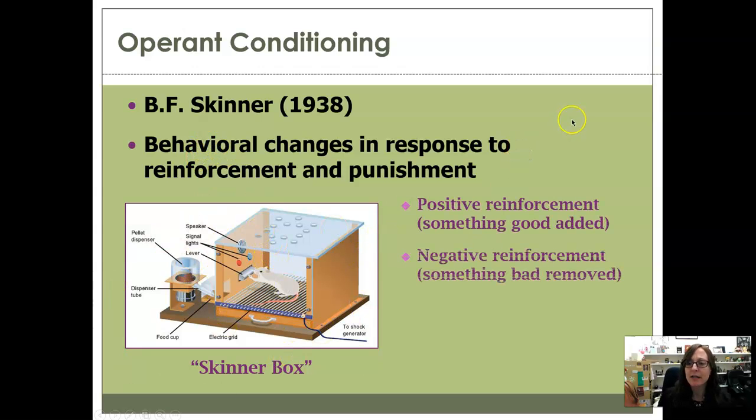But the important part here is that this led to two different types of reinforcement and two different types of punishment. So you have positive reinforcement and negative reinforcement. Positive reinforcement is when you have something good added, so a reward is given in response to a behavior. That means the behavior is reinforced, and so it is likely to be repeated.